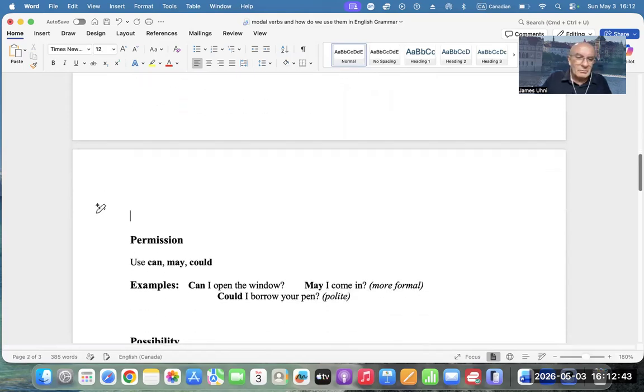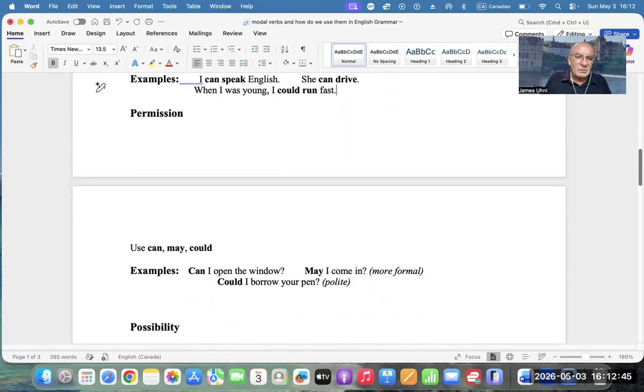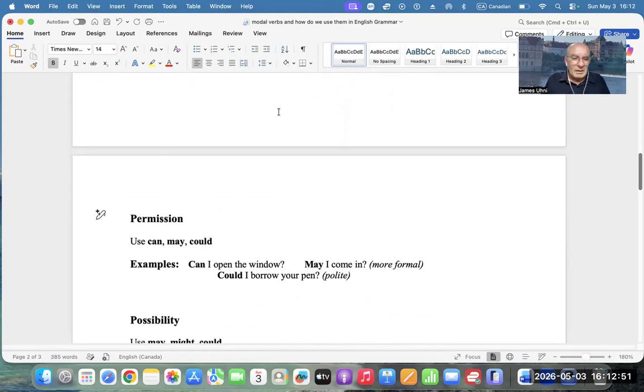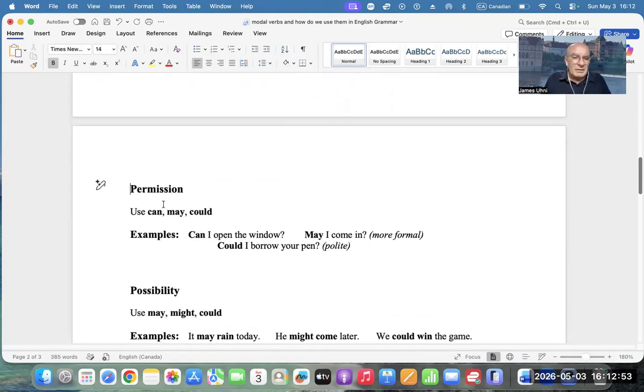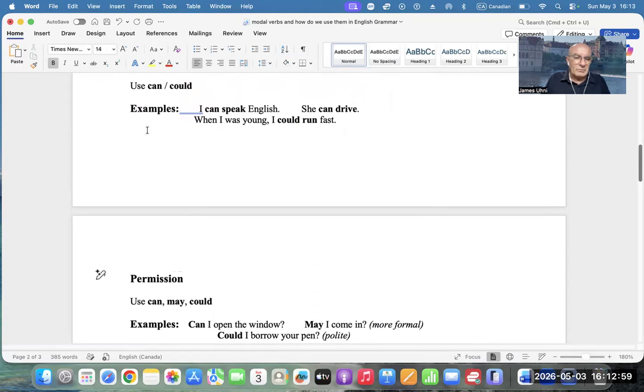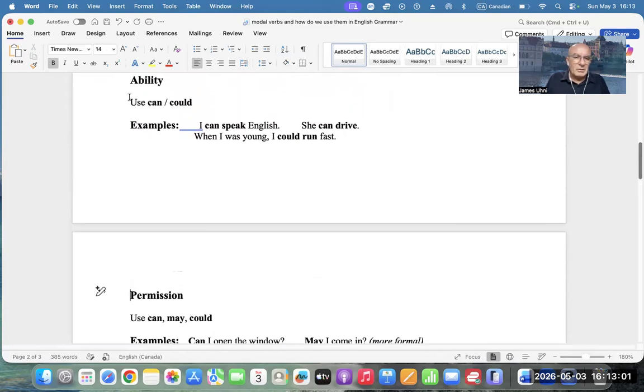Can we move it up a little bit? No permission. Let's go back. Okay, it's better. Use can, may, could. Wow, this is interesting. Over here is for ability, we use can and could. For permission, we can use can and could, but also may.